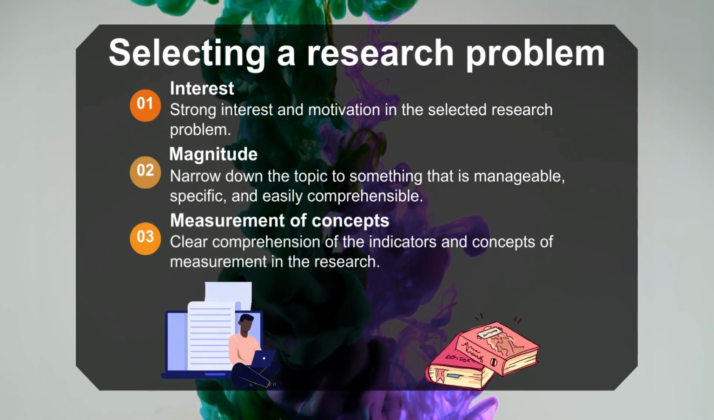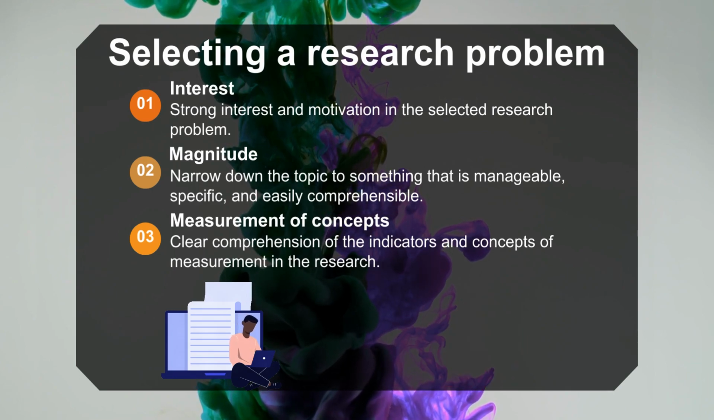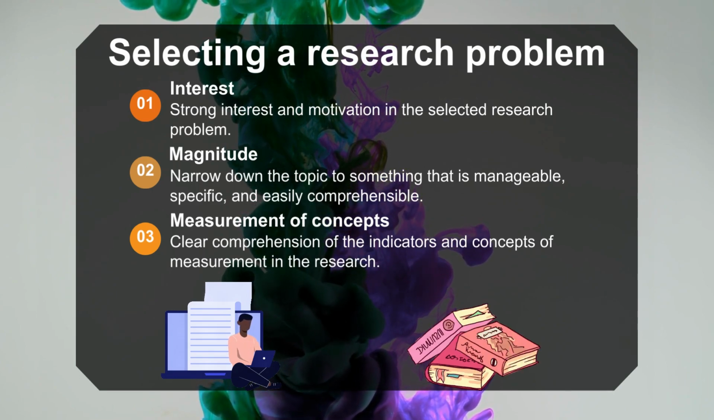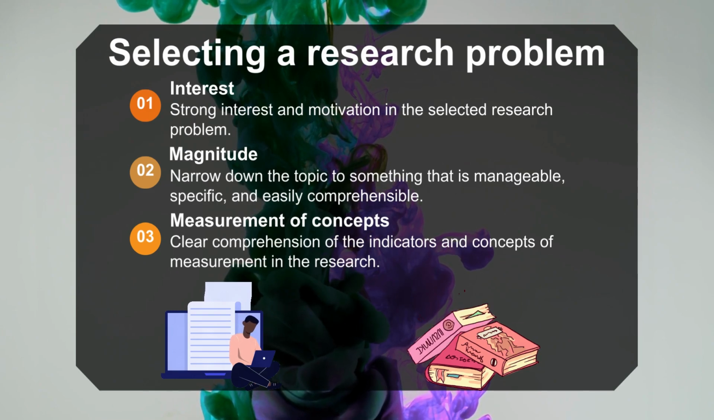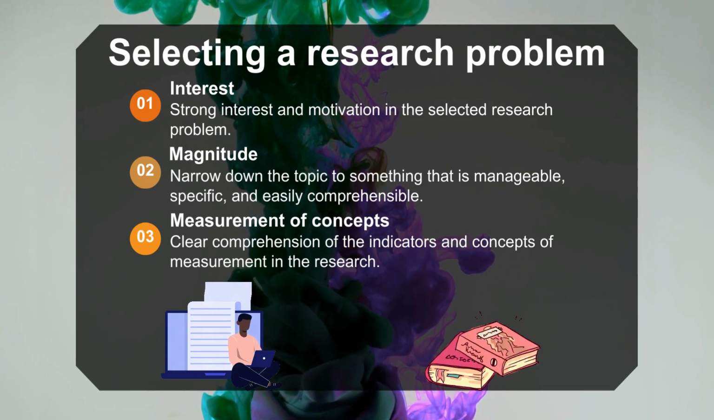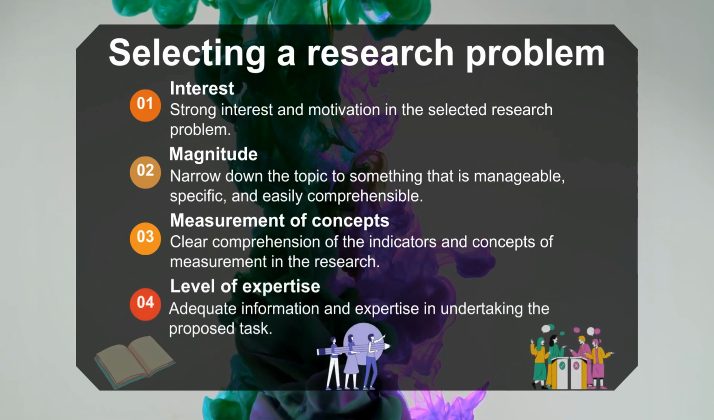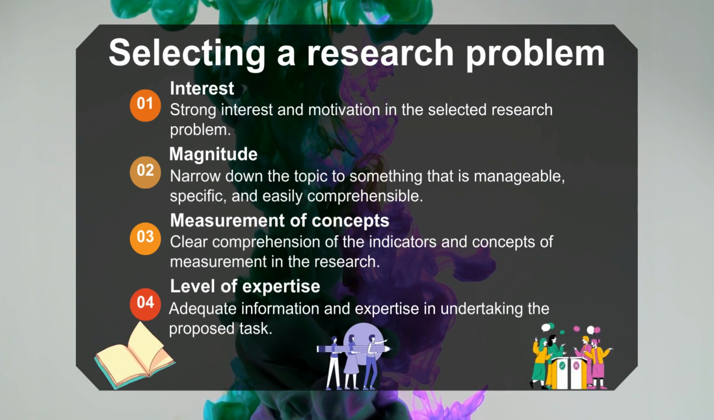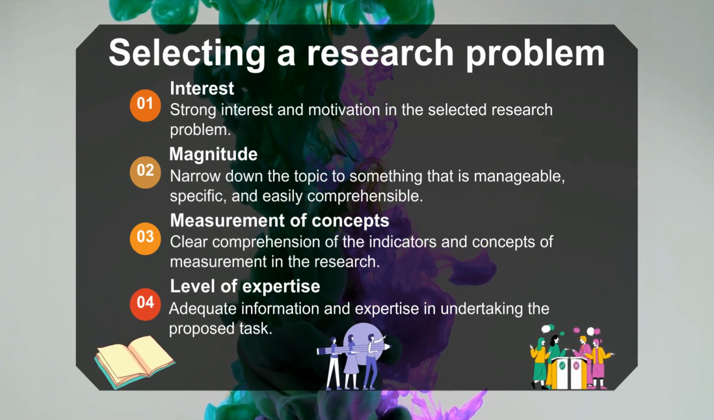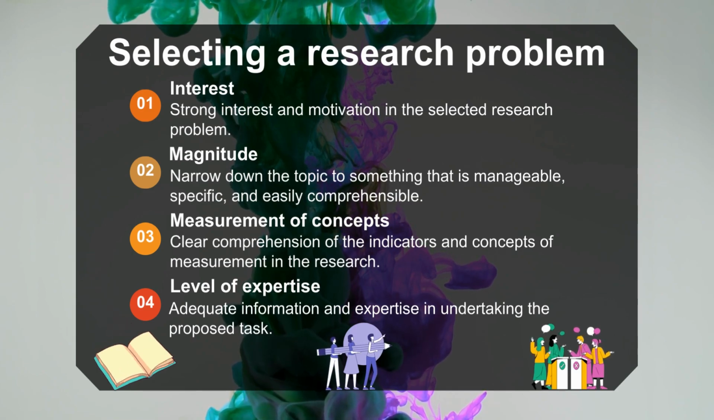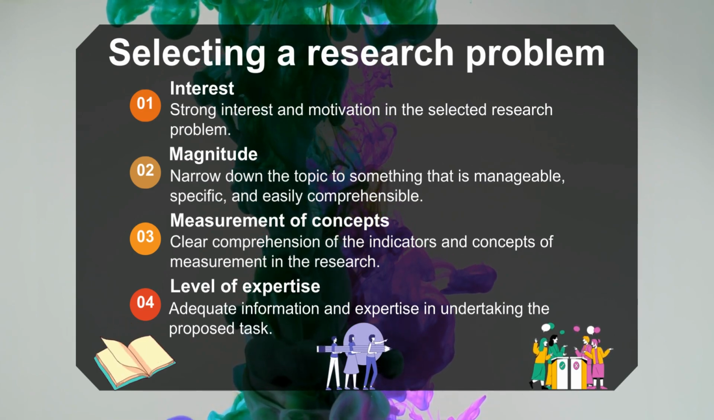Third, measurement of concepts. As a researcher, you need to ensure that you possess a clear comprehension of the indicators and concepts of measurement employed in your study, e.g., research instruments and data collection. Fourth, level of expertise. As a researcher, it is important to have the necessary expertise to undertake the proposed task independently, e.g., enough information on the proposed topic or method.